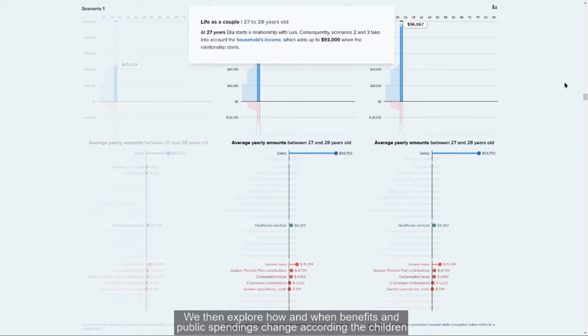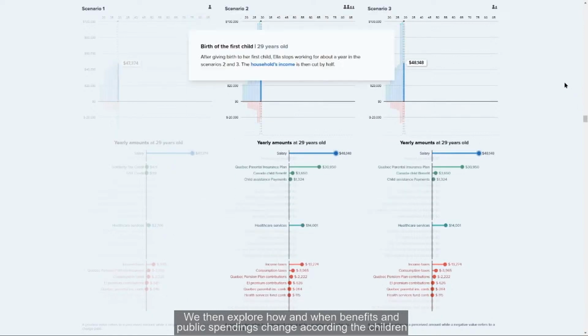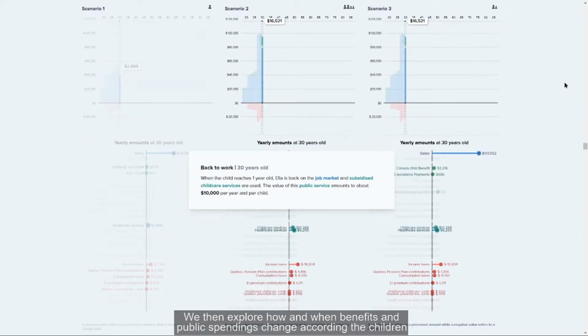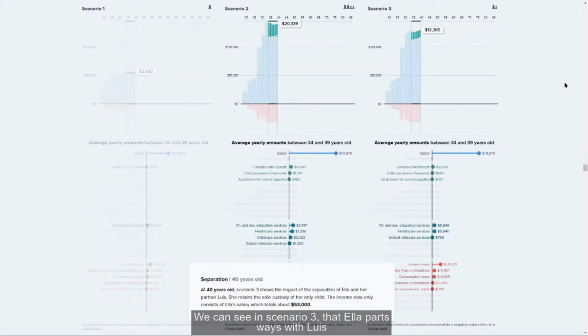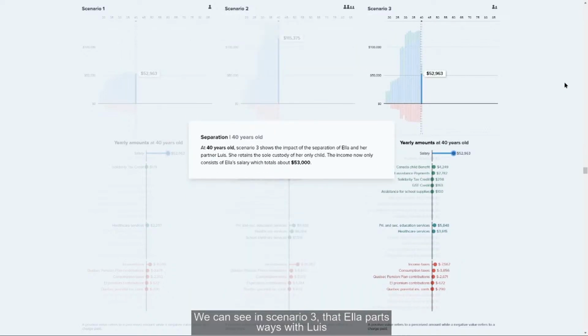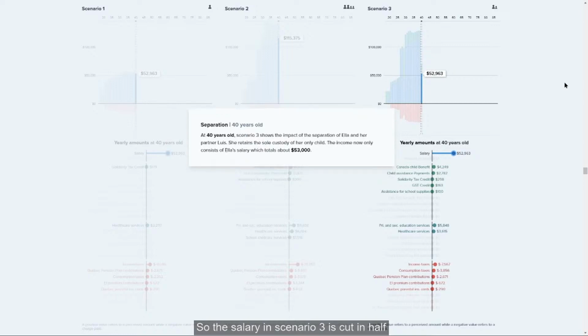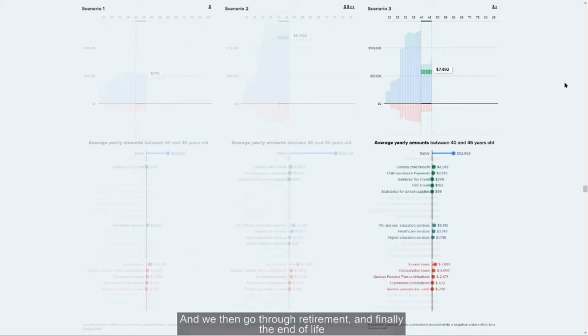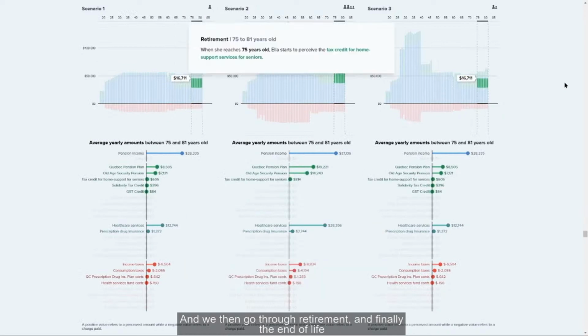We then explore how and when benefits and public spendings change according to the children Ella has. We can see in scenario 3 that Ella parts ways with Luis. So the salary in scenario 3 is cut in half. And we then go through retirement and finally the end of life.